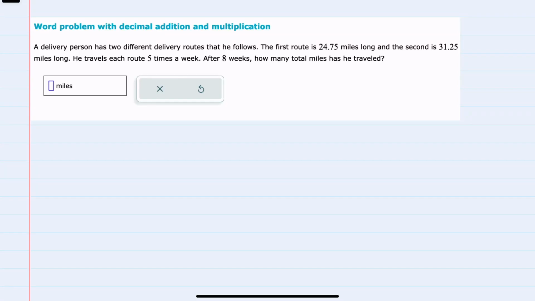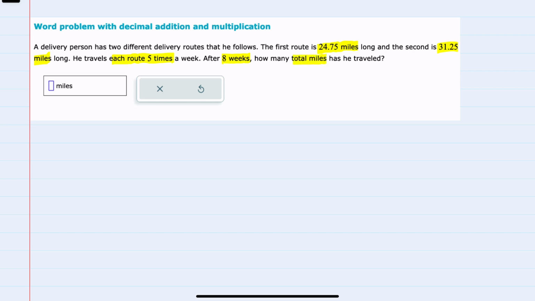In this video, I'll be helping you with the ALEKS problem type called word problem with decimal addition and multiplication. In this example, we're told a delivery person has two different delivery routes that he follows. The first route is 24.75 miles, and the second route is 31.25 miles long. And then we're also told that he travels each route 5 times a week, and we're trying to find after 8 weeks how many total miles he has traveled.